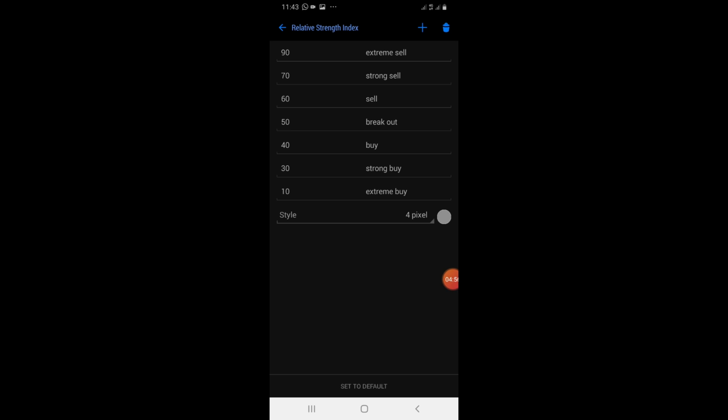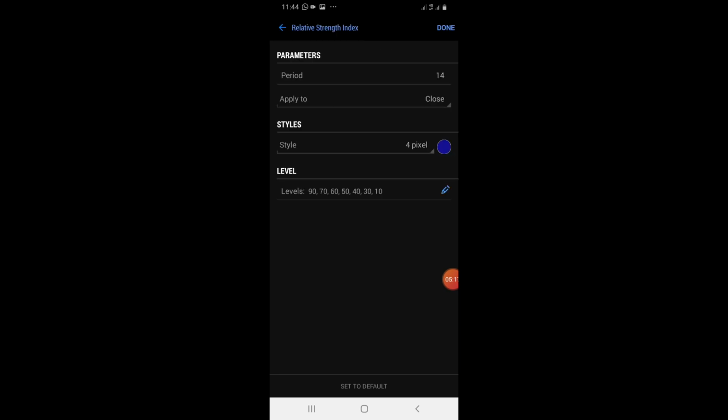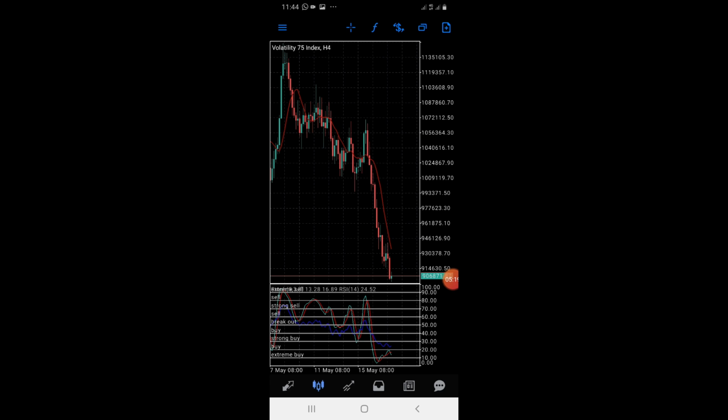Right, and then after that, we're going to have level 40, which will be described as a buy, level 30 as a strong buy, and then level 10 as extreme buy. And then the style, you want it to be gray, and the pixels, you can choose the ones that go in line with your screen size. So after that, don't forget to click done.